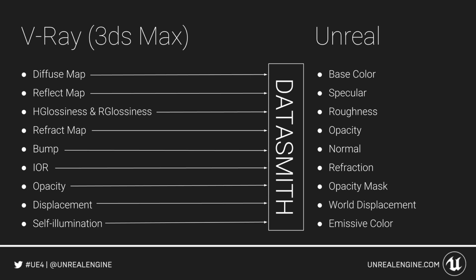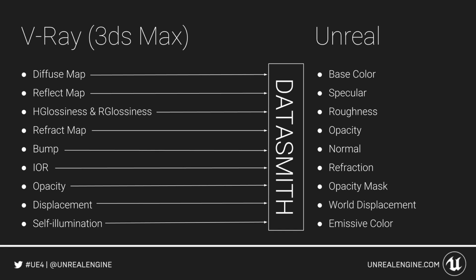Here we can see how V-Ray specific materials are translated into Unreal using Datasmith. So the diffuse map becomes obviously the base color in Unreal. The reflect map is our specular value. Then in V-Ray, H glossiness and R glossiness become the roughness value. These two are combined together to give you the roughness value. We also have opacity being controlled from V-Ray's refract map. And then the bump map in V-Ray is turned into a normal map. V-Ray's index of refraction value is piped into the refraction input on Unreal.